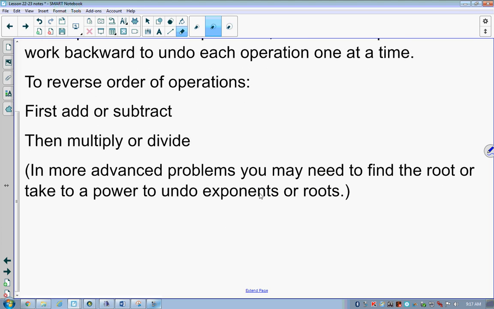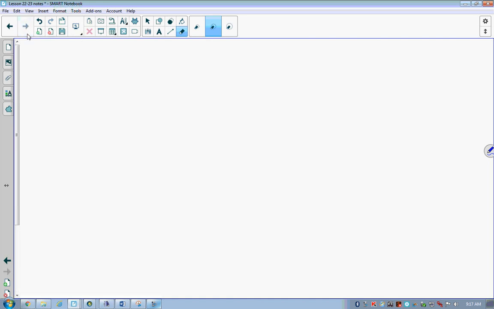Okay. In more advanced problems, you may need to find the root or take it to a power to undo exponents or roots. You won't have to deal with anything like that for a while, though, I don't think. So that's it in terms of the note side of things. Let's go ahead and try to solve some questions.